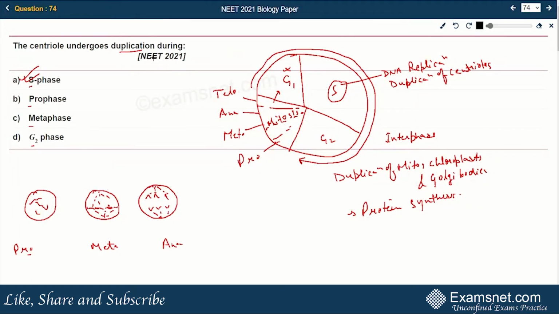Okay. And the last one is telophase, during which what happens? The chromosomes cluster at the opposite spindle poles and their identity is lost as discrete elements. Okay. So here the identity is lost and the nuclear envelope assembles around the chromosome clusters. Okay. So you understood what happens during the other phases mentioned in the options.